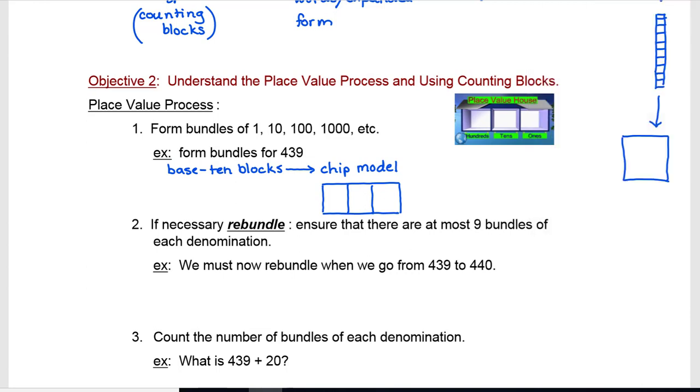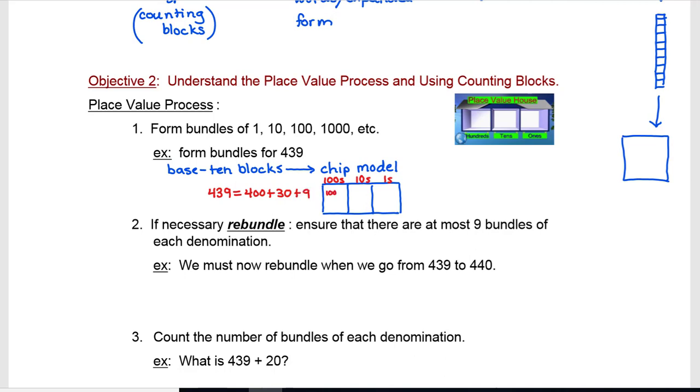Okay, so this is going to be the hundreds section. This is going to be the tens, and this is going to be the ones. So 439 is equal to 400 plus 30 plus 9.